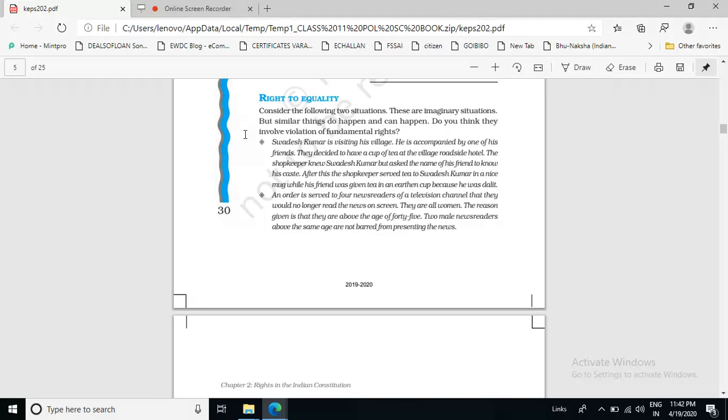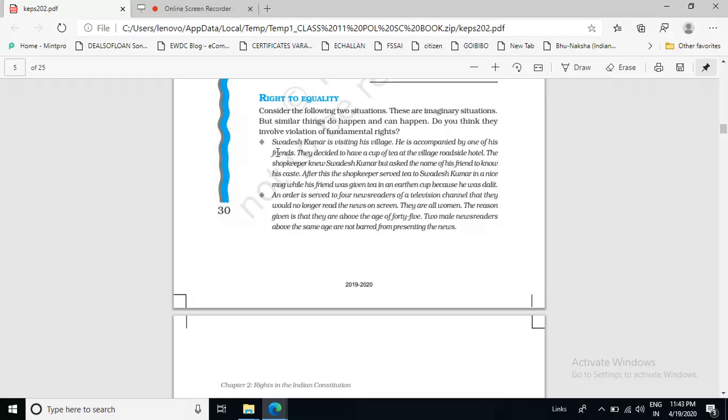So the first situation is this. Swades Kumar is visiting his village. He is accompanied by one of his friends. They decided to have a cup of tea at the village roadside hotel. The shopkeeper knew Swades Kumar but asked the name of his friend to know his caste. After this, the shopkeeper served tea to Swades Kumar in a nice mug, while his friend was given tea in an earthen cup because he was Dalit.